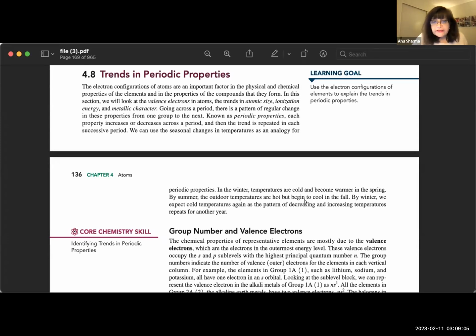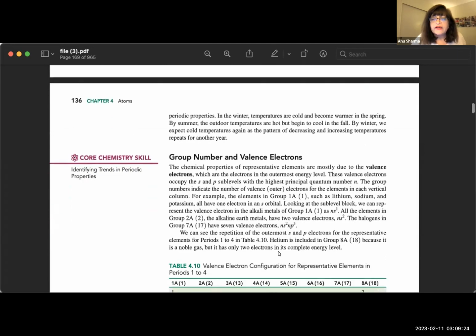Okay, so continuing chapter 4, homework problems 67, 69, 71, 73, 75, 77, and 79. Now, these are based on the trends in the periodic table and the periodic properties. So we are going to look at the trends.